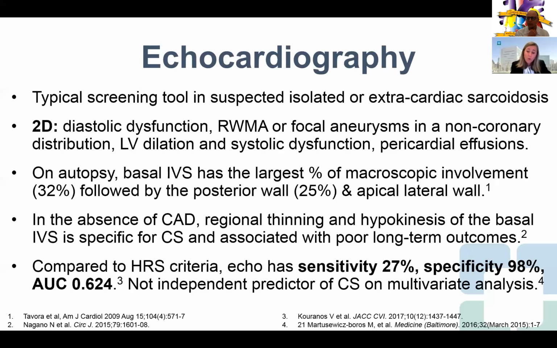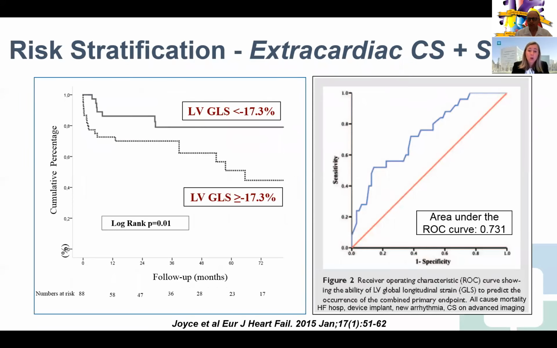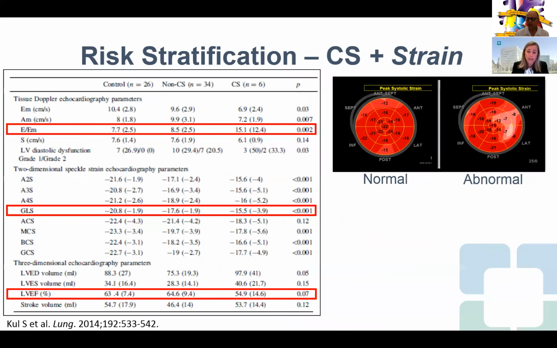So echo, when compared to the Heart Rhythm Society criteria, has good specificity but poor sensitivity when we think about identification of cardiac sarcoidosis. One thing that has really improved our ability to detect sarcoidosis is the use of echo strain. And this elegant study by Emma Joyce showed that you could use 17.3% as a cut point on strain for likelihood of identification of patients with cardiac sarcoidosis who had extracardiac sarcoidosis.